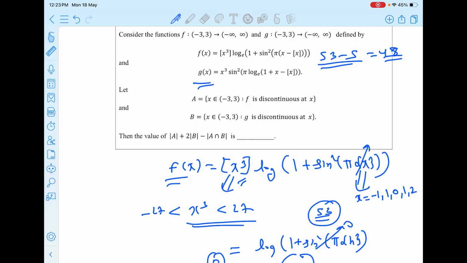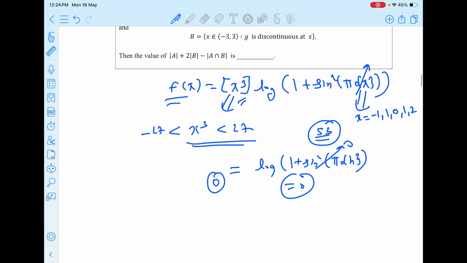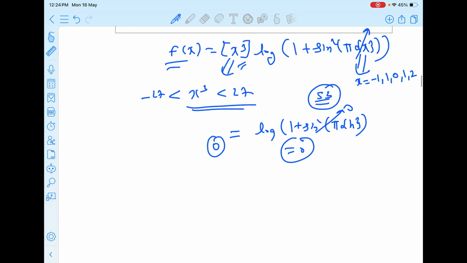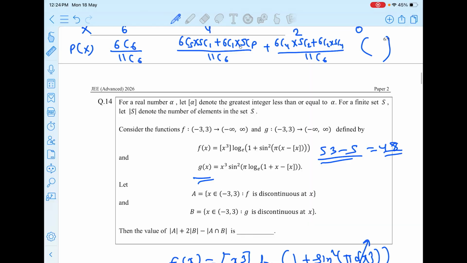Okay. So if you have seen both the papers, limit based questions were not there, but there are 2 questions. In paper 1 also there was one question where they are asking continuity, discontinuity. Paper 2 also has one question where they are asking continuity and discontinuity. Okay, so this question is tricky, not a very easy question.